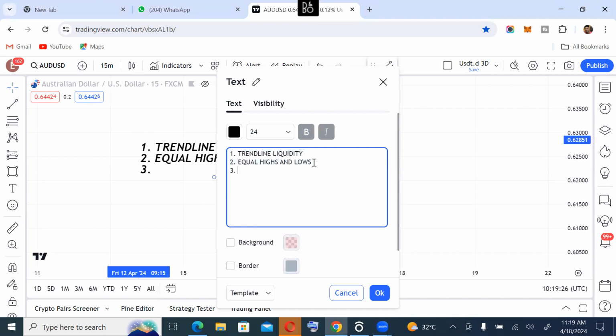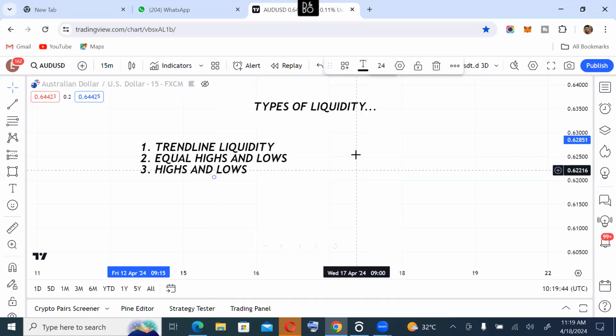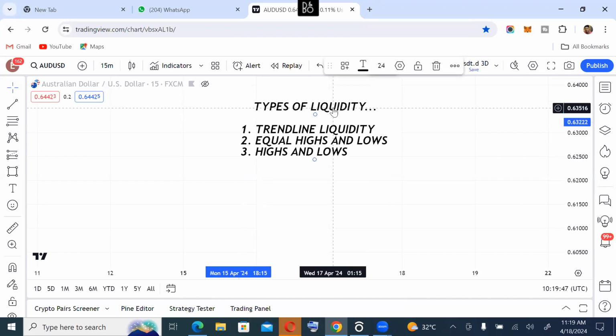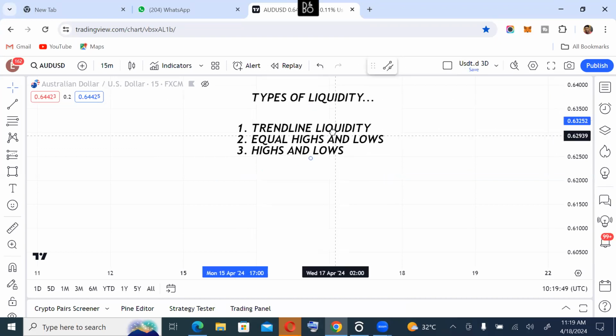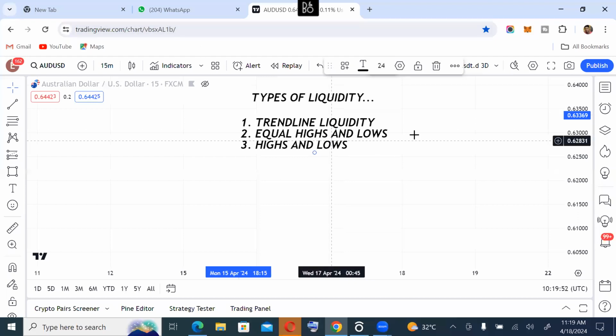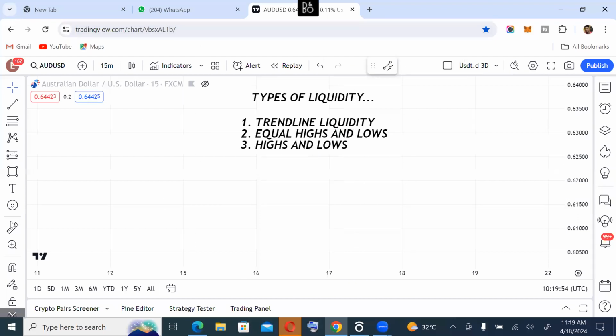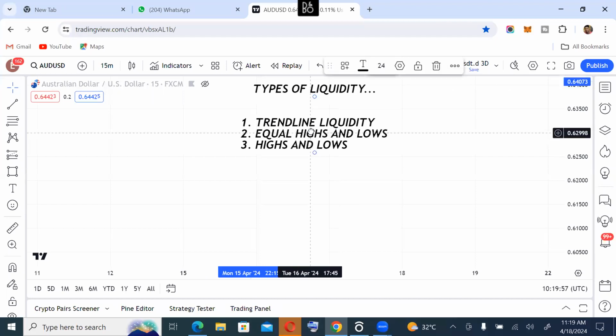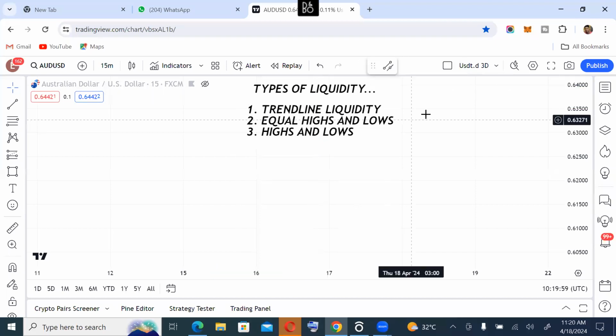Please mute your mic so that you don't disturb what we're doing. We have trend line liquidity, we have equal highs and lows, we have highs and lows. Yes. These are the basic liquidity that we have. So whenever you see trend line, remember I told you that as time goes on, I'll teach you that all those retail concepts we did before, you will not be using them to trade, but you will only be using them to spot.